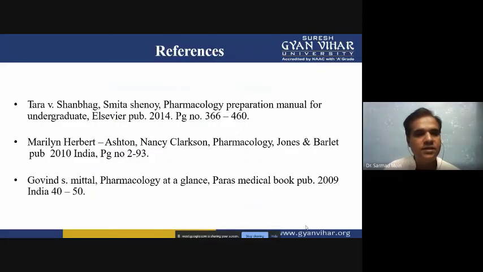Now some important references we will see for the study of chemotherapeutic agents. Tara V. Shanbhag and Smita Shenoy, Pharmacology Preparation Manual for Undergraduates, is published by Elsevier. Again, Herbert Ashton and Nancy Clarkson are the authors of Pharmacology, published by Jones and Bartlett. Then Gobind Rai Garg's Pharmacology at a Glance, and the publisher is Paras Medical.